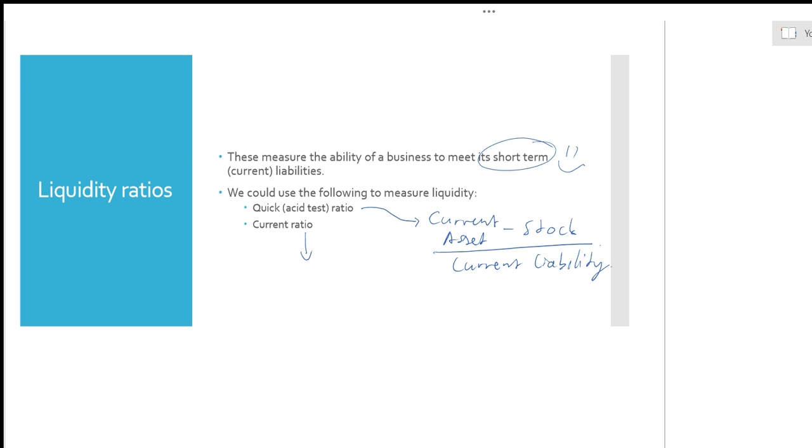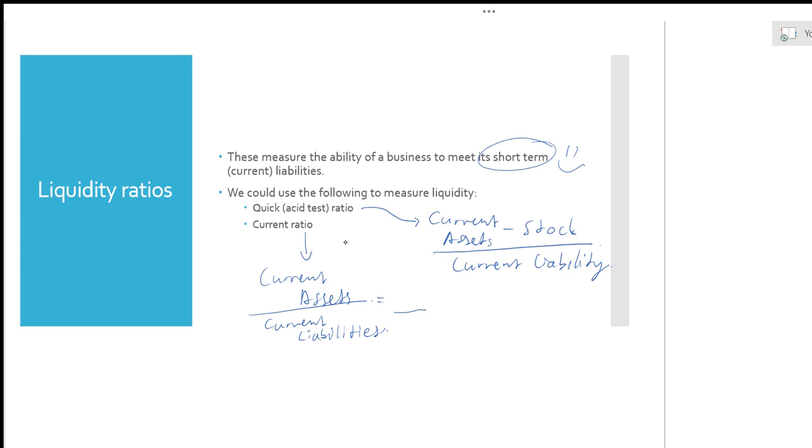Liabilities, if you have many liabilities, right? Current assets, if there are many assets. Current ratio, which is calculated by taking current assets over current liabilities. So the calculation is fairly simple. Now, how do we interpret this? The current ratio is calculated using current assets divided by current liabilities.